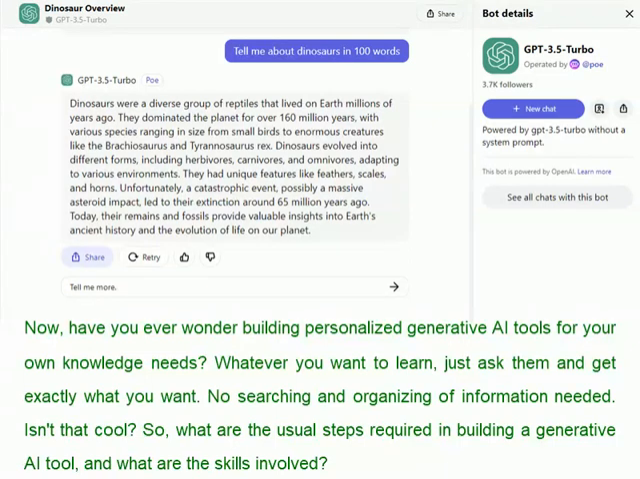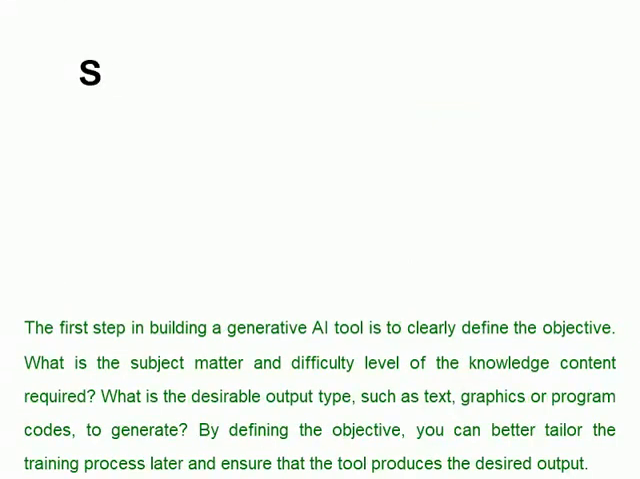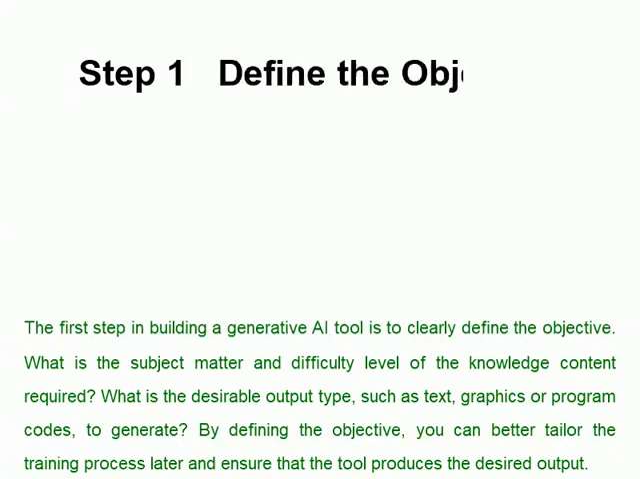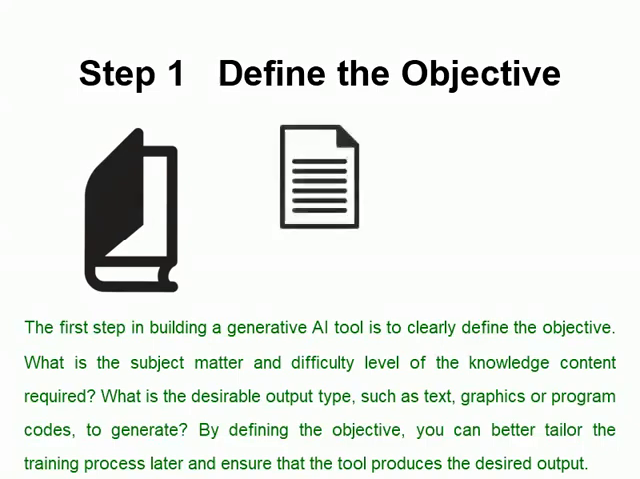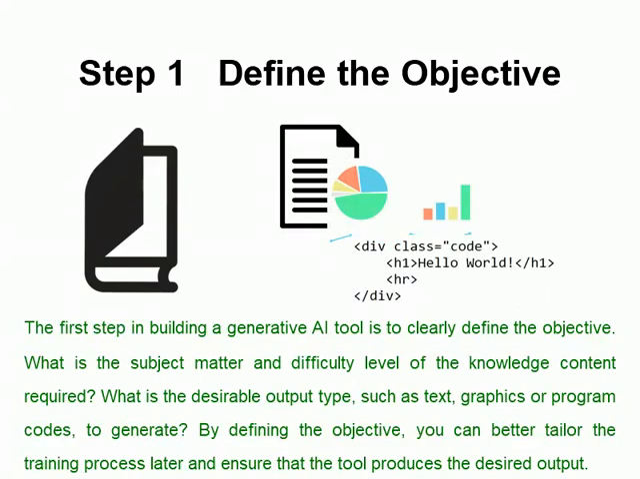So, what are the usual steps required in building a generative AI tool, and what are the skills involved? The first step in building a generative AI tool is to clearly define the objective. What is the subject matter and difficulty level of the knowledge content required? What is the desirable output type, such as text, graphics or program codes, to generate? By defining the objective, you can better tailor the training process later and ensure that the tool produces the desired output.